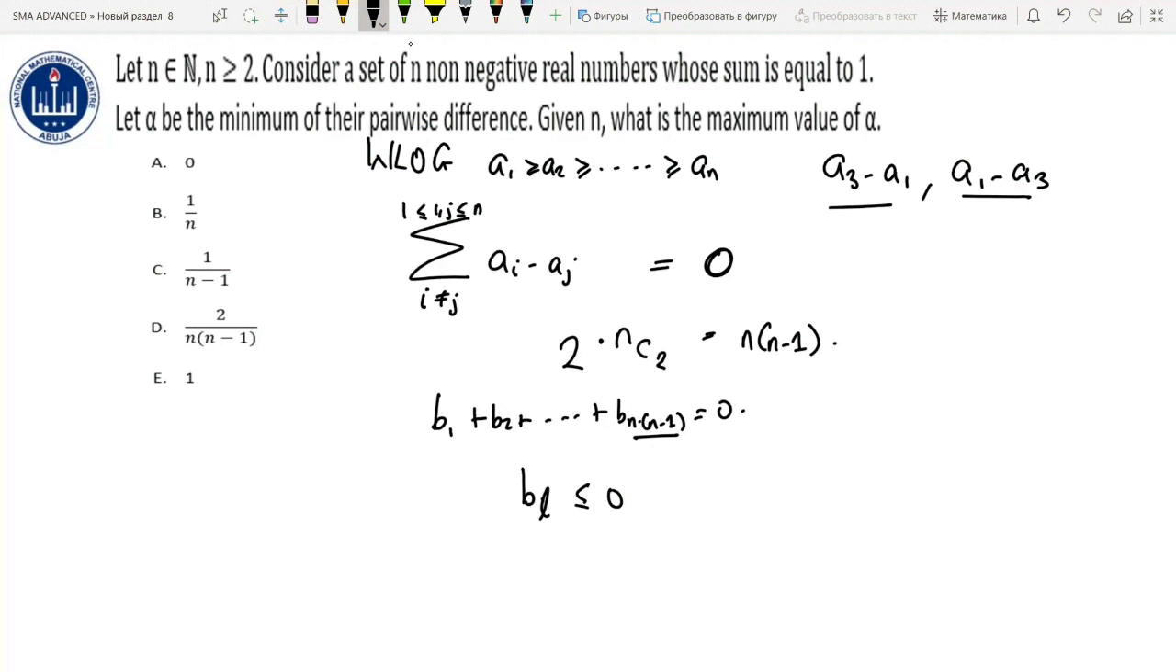So now what is the maximum value of a number that is less than or equal to 0? The maximum possible value is 0. Okay, so what I mean is that we have gotten that the minimum of their pairwise difference is less than or equal to 0. It can actually be equal to 0, but at this stage, now that we have gotten this inequality, it doesn't necessarily mean the answer is 0. The answer is only 0 if we can find an example which will give the difference to be 0.